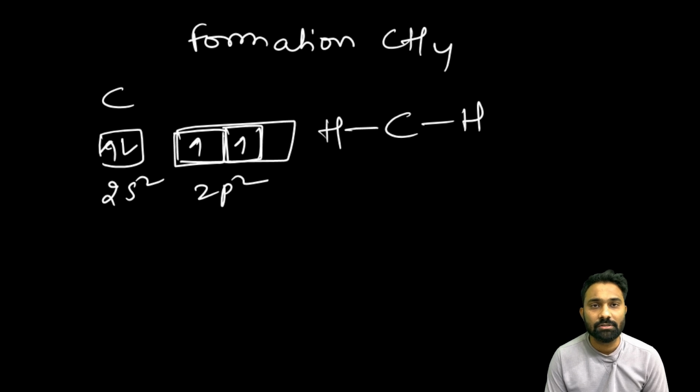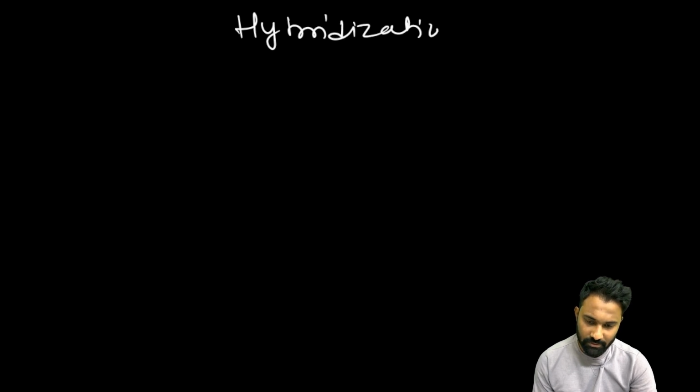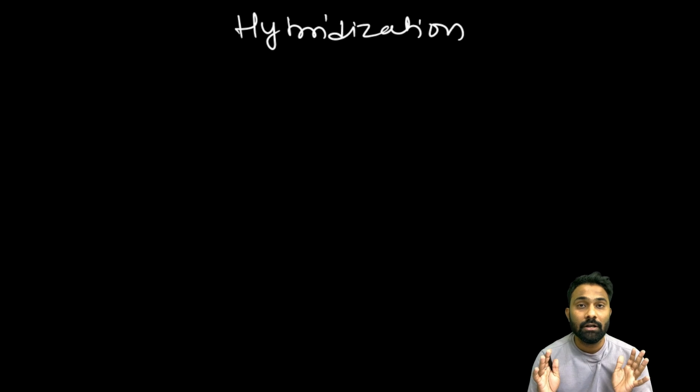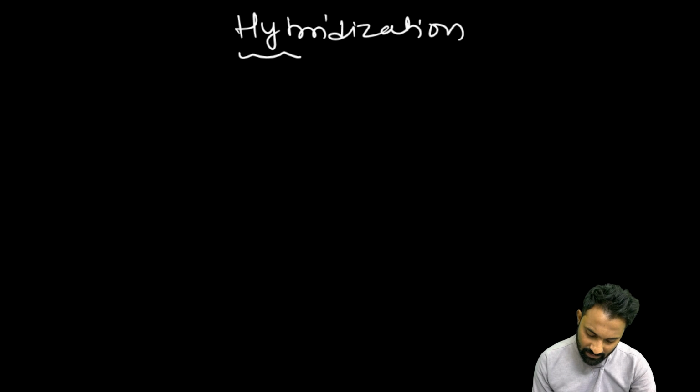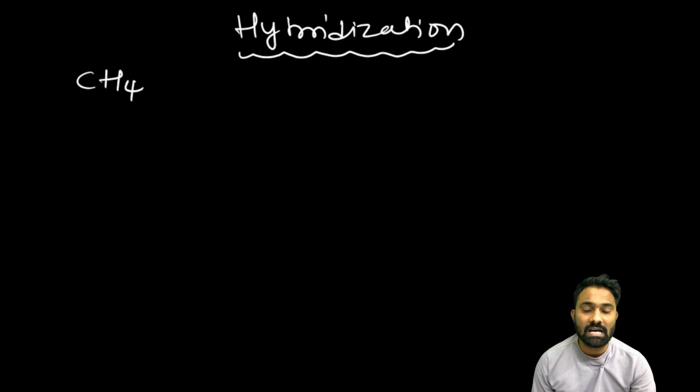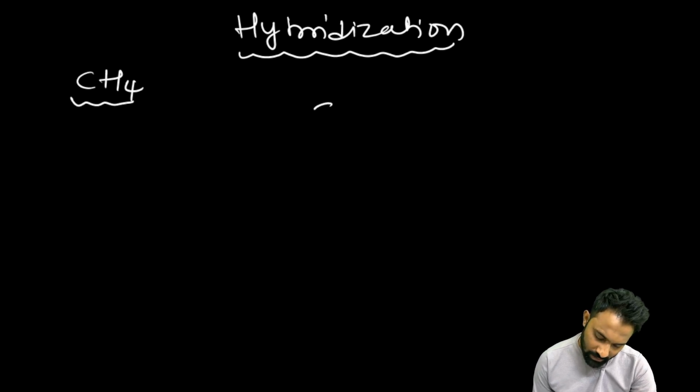Now we will start the concept called hybridization. Hybridization is a hypothetical concept. Whether hybridization is actually happening between the molecules, we don't know, but it provides the molecular geometry and the shape of those molecules. The best example we are going to start with is CH4. What is the shape of this orbital and the geometry of this CH4 that we are going to study?